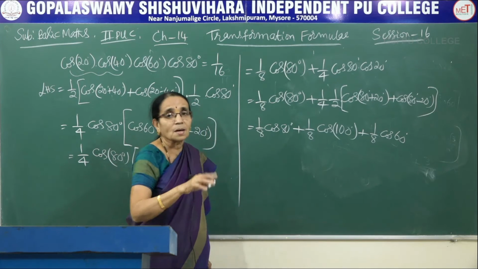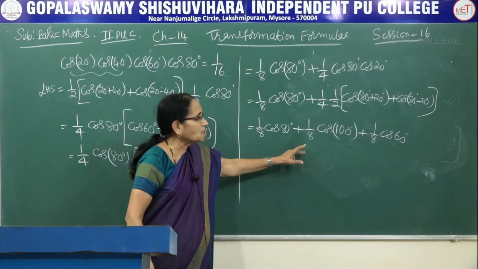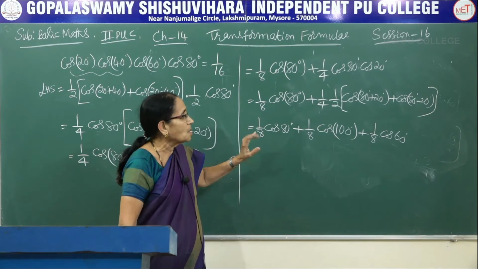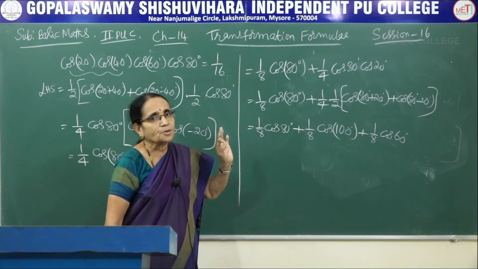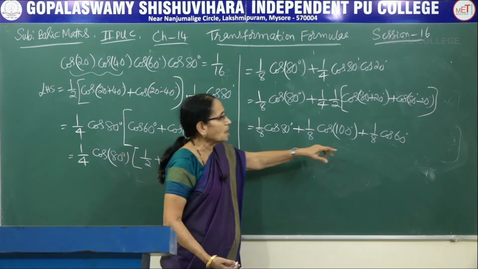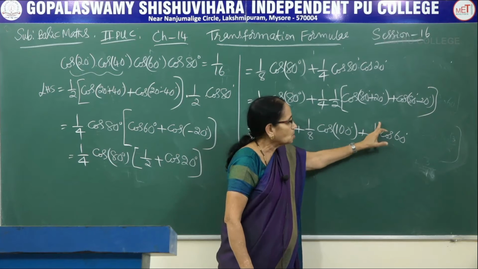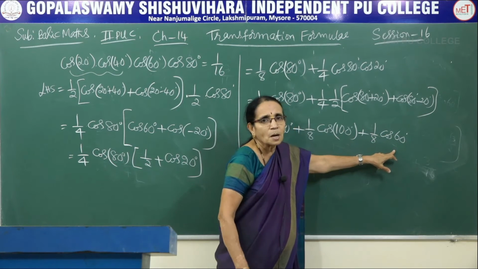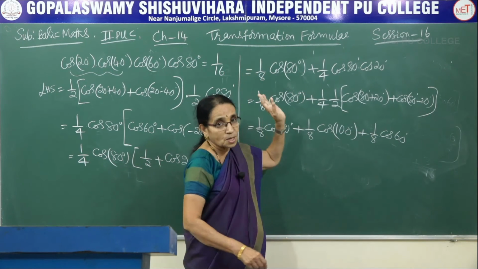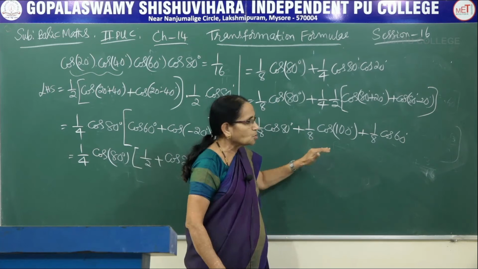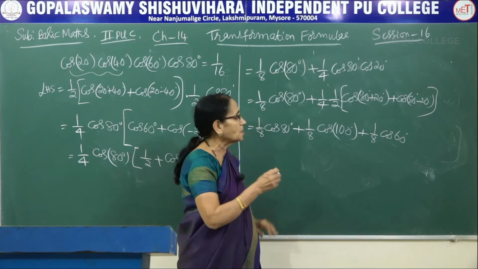Again, as in the earlier problem, we have to see that these two terms are cancelled, because our answer is only a constant, 1 by 16. Look at the last term. Cos 60 is a standard value, it is 1 by 2. So 1 by 8 into 1 by 2 will become 1 by 16, which is on the right hand side. So these two somehow have to be eliminated.